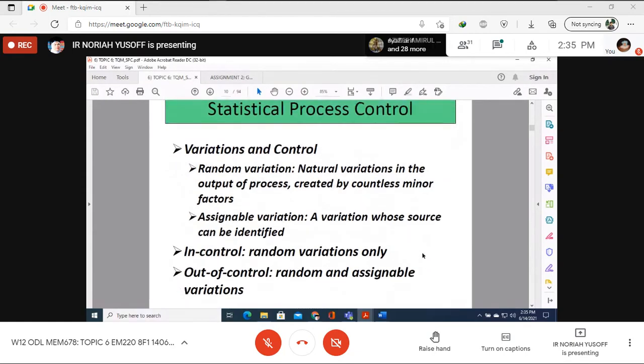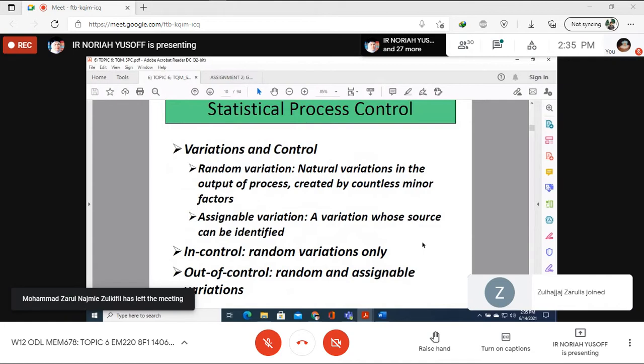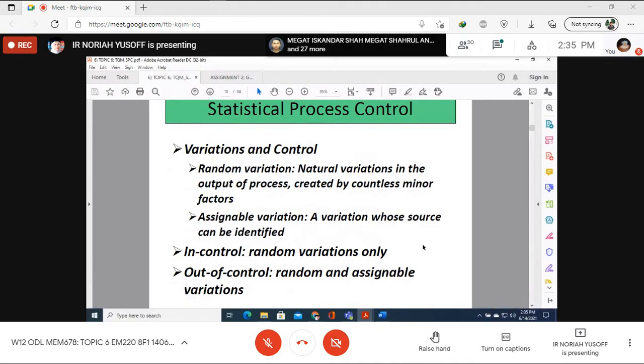So variation and control. Random variation is the natural variation in the output of a process, created by countless minor factors. There are so many factors affecting the variation. You may set the same parameter setting, yet at the end of the process, in terms of dimension, it can vary from one sample to another. Assignable variation is a variation whose source can be identified.